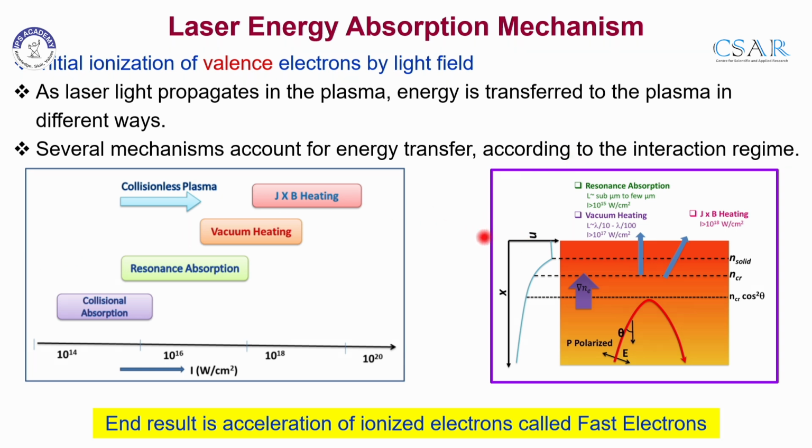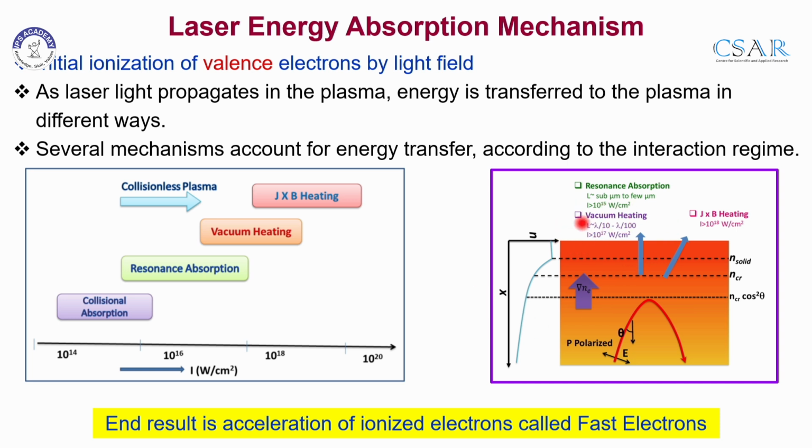But what happens if the scale length is significantly low? In that case, another mechanism was proposed called Brunel heating, or vacuum heating, where the electrons are pulled from the surface of the plasma by the electric field, accelerated, and when the field reverses are damped into the target, where they lose their energy. This mechanism is applicable up to 10^17 watt per centimeter squared.